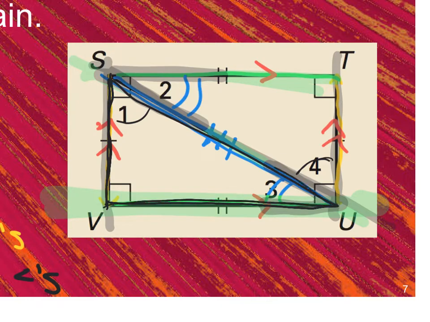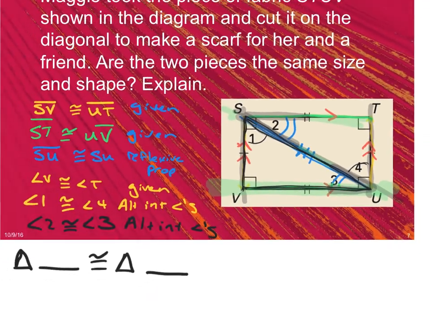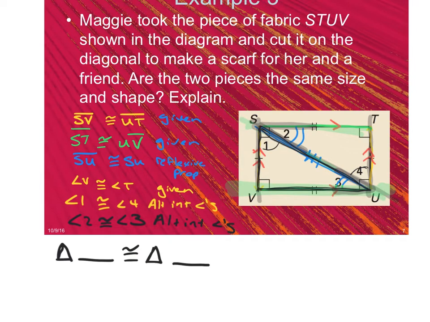I'm focusing on this bottom triangle here, and I'm going to name it. I don't care what you name it, any three letters that you want. I can call it triangle SVU, USV, SUV, whatever you want. Somebody give me a three-letter combination. Yes, ma'am. SVU. So I'm going to write that triangle SVU is congruent to another triangle.